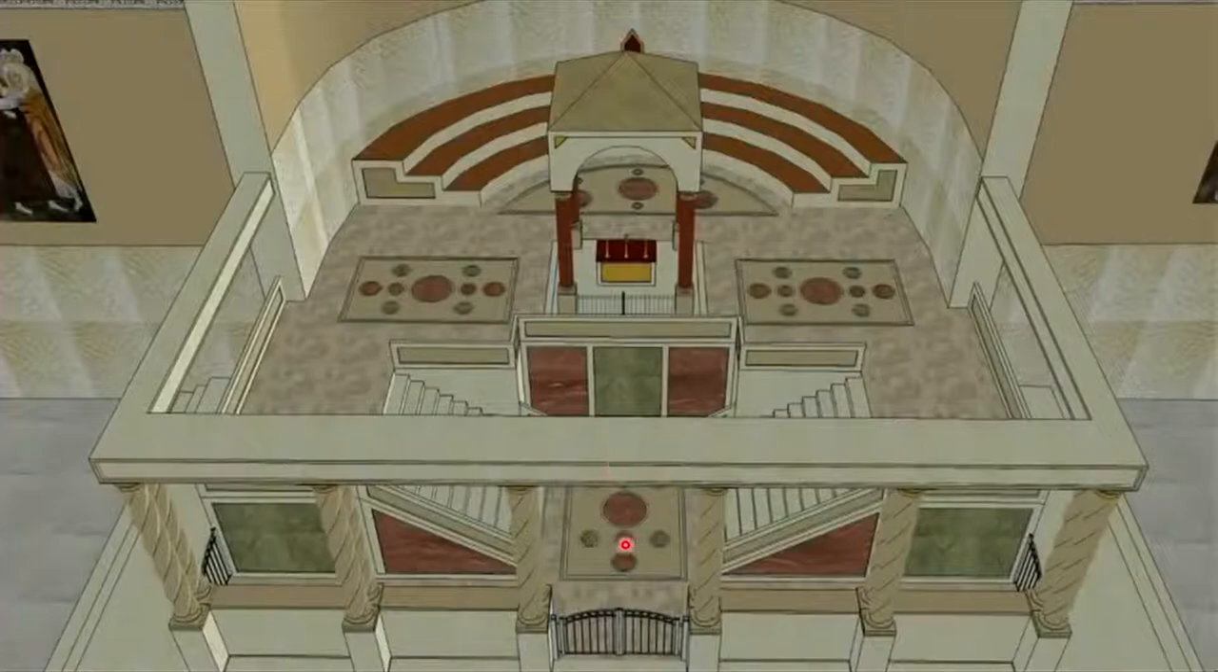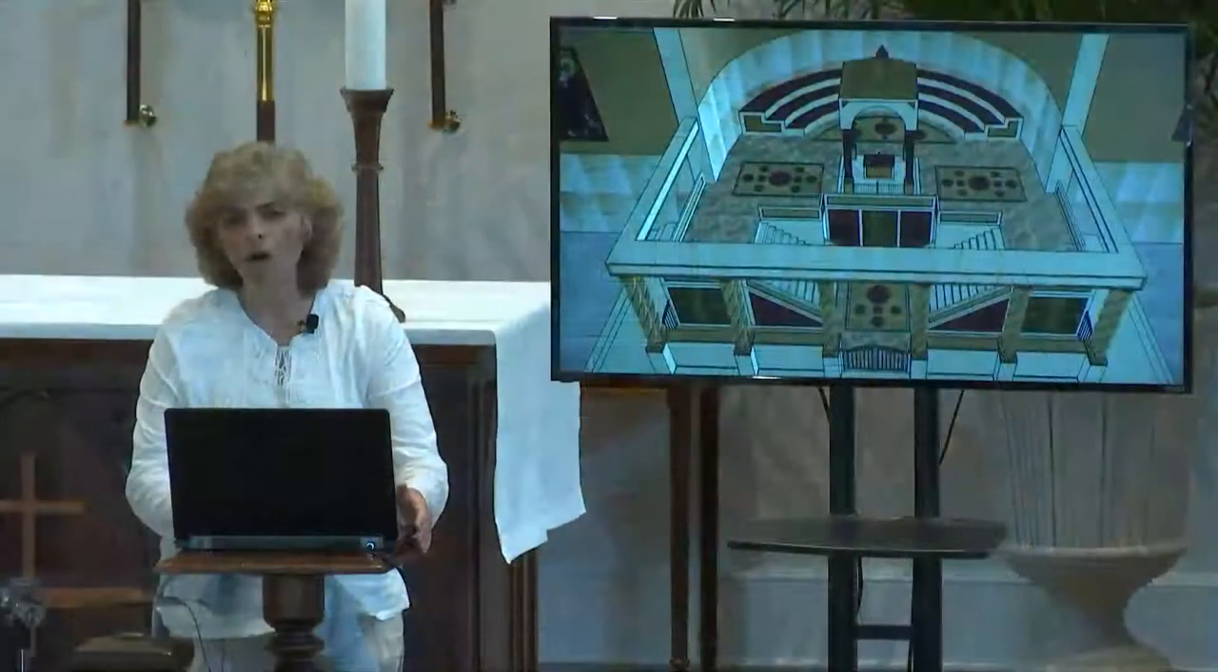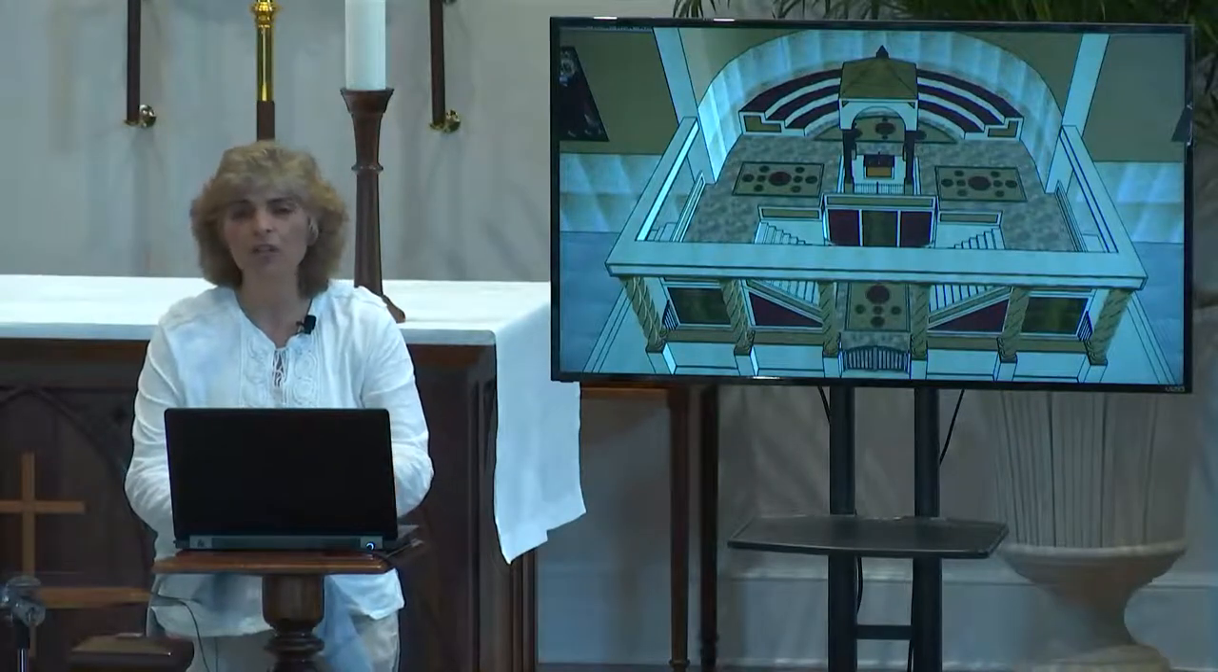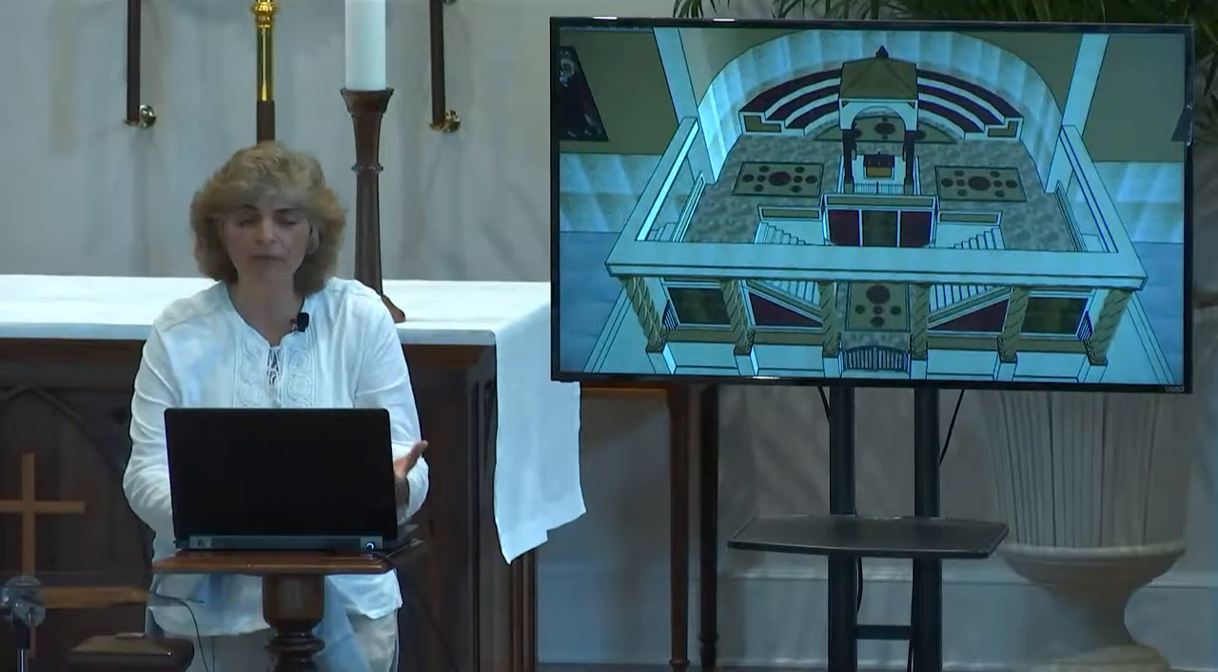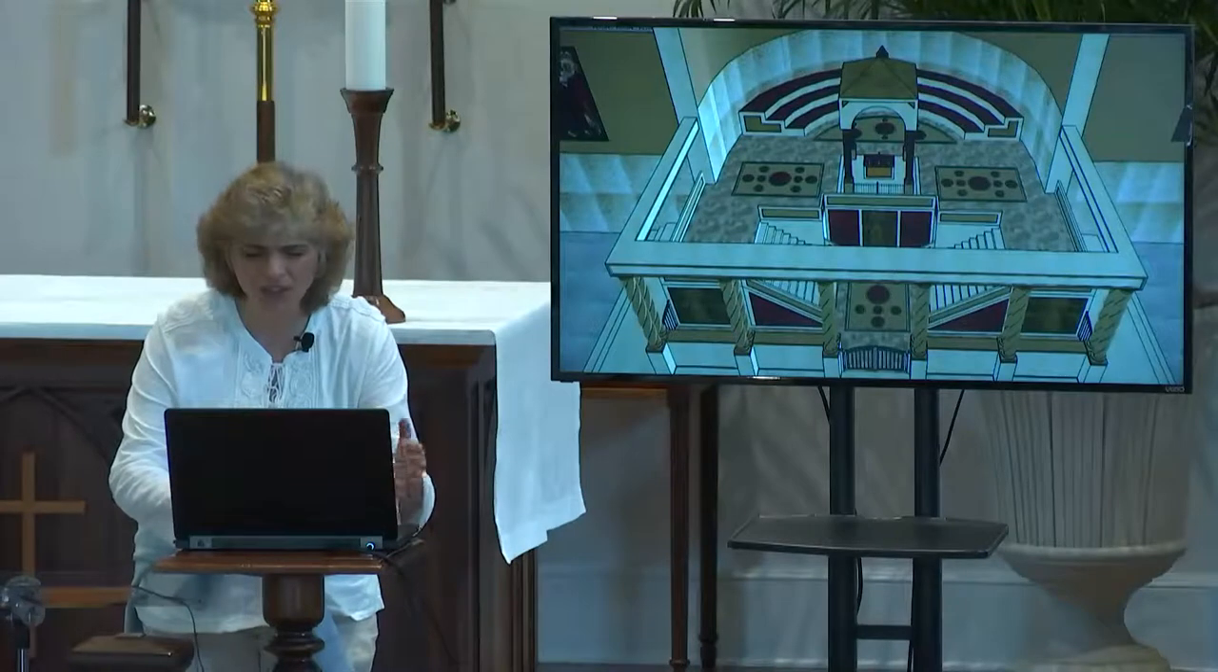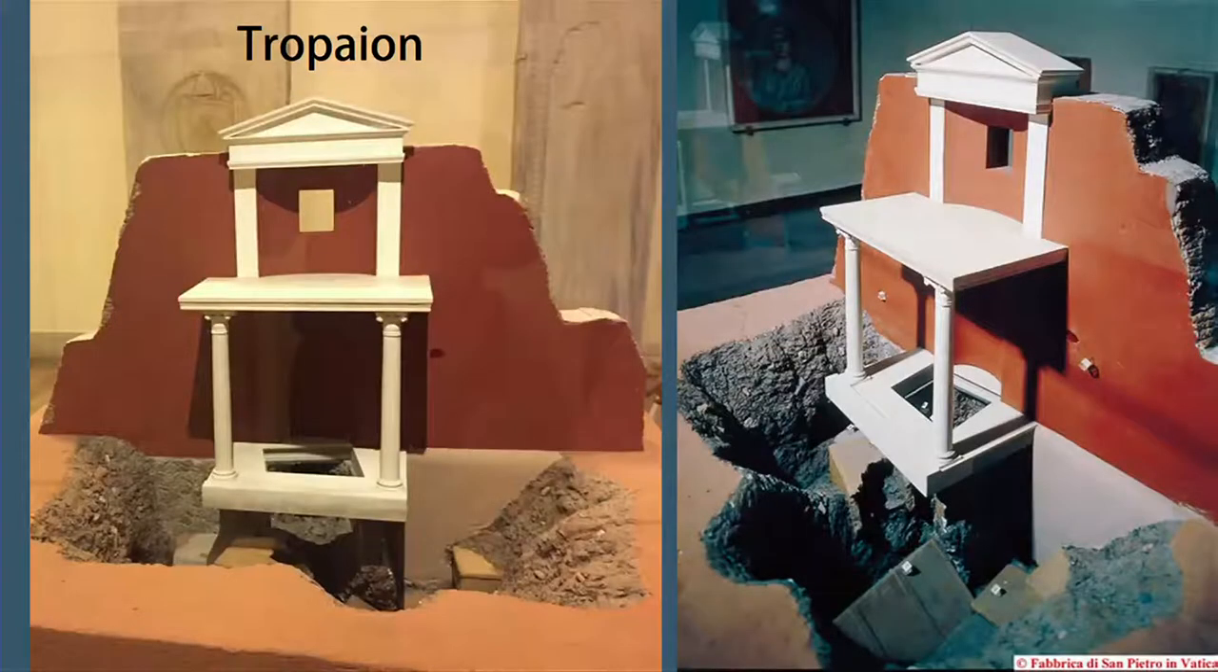Just to give you an idea, the walls of Old St. Peter's were 9 feet thick. When Constantine's church was dismantled, parts of those walls were incorporated into the new construction. In fact, they provide the foundation for it. That gives you an idea of the sheer size of this.